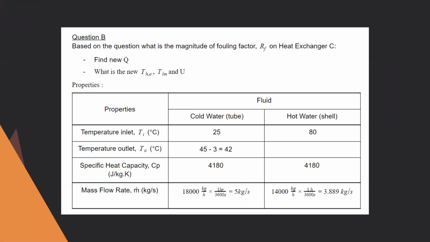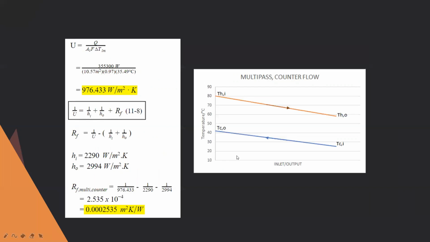Moving on to question B, we are required to find the magnitude of the fouling factor on our chosen heat exchanger. Our heat exchanger is heat exchanger C. First of all, you need to find the new rate of heat transfer, TH outlet, T LMTD, and U. The question stated that the TC inlet is decreased by 3 Celsius, therefore we subtract 3, and the new TC outlet is 42 Celsius.